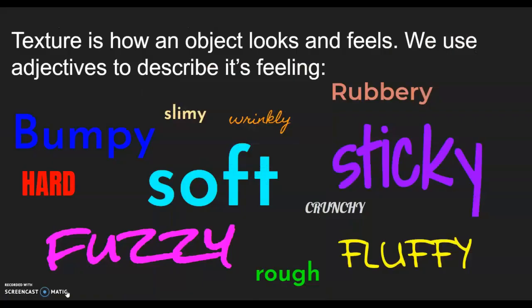Texture is how an object looks and feels. We use adjectives to describe its feeling. Rubbery, wrinkly, crunchy, fuzzy, hard, fluffy, sticky, bumpy. All of these words would describe what we see and how a texture looks.